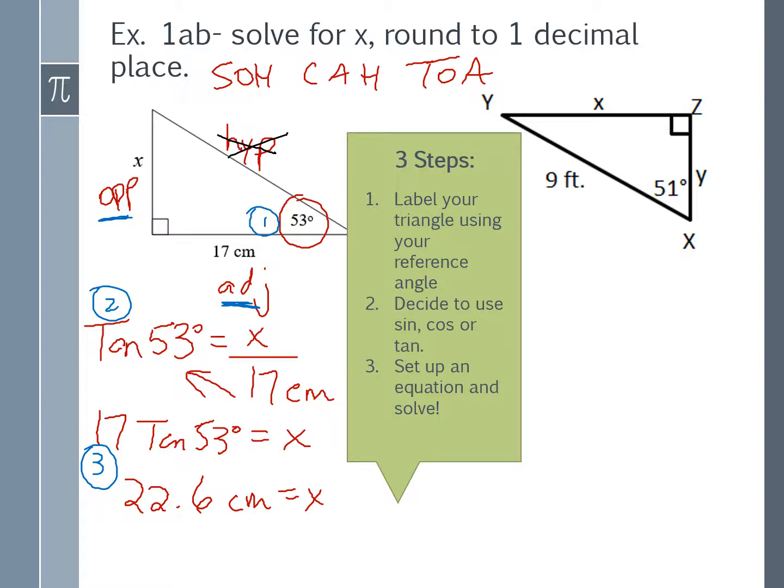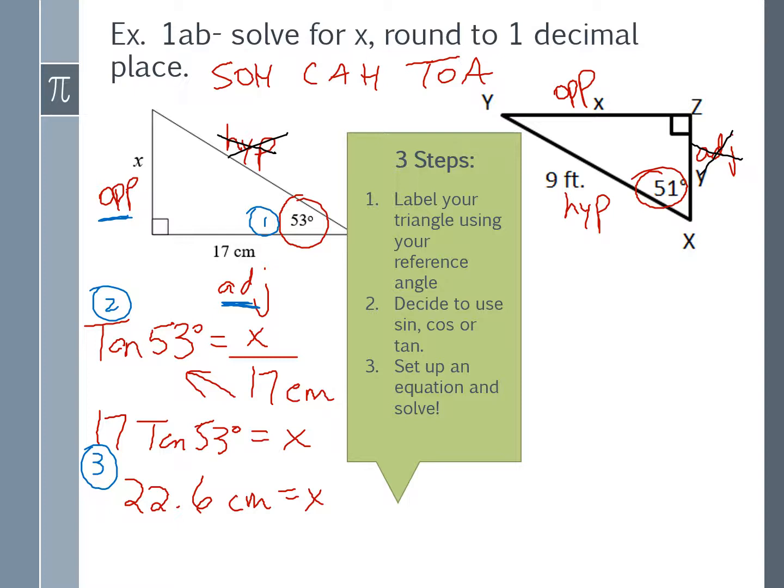So let's try it again for the next one. Circle your reference angle, 51. Remember from Friday, you can never pick 90 as your reference angle. So there's 51. Label your sides relative to that. So that's opposite. Right across from the 90 is always the hypotenuse, and then right beside it is the adjacent. We're looking for x. Adjacent gives us nothing, so we're going to cross out the adjacent, get rid of it from our field of view.